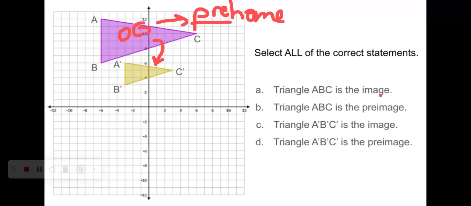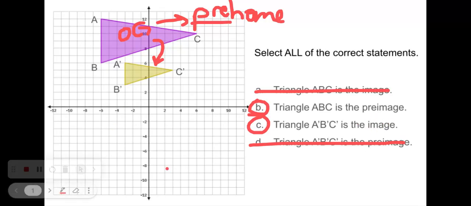Triangle ABC is the image. No, it is the pre-image. Triangle ABC is the pre-image. Correct. So drag a circle on B. Triangle A prime, B prime, C prime is the image. Correct. It is not the pre-image because it comes after. I know this is a little bit confusing because it says image, but this is kind of like the after image. That's what happens after.